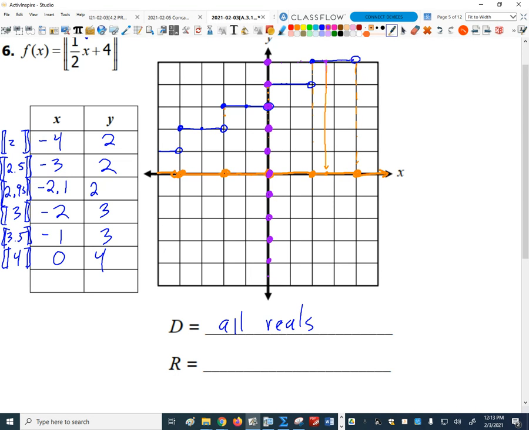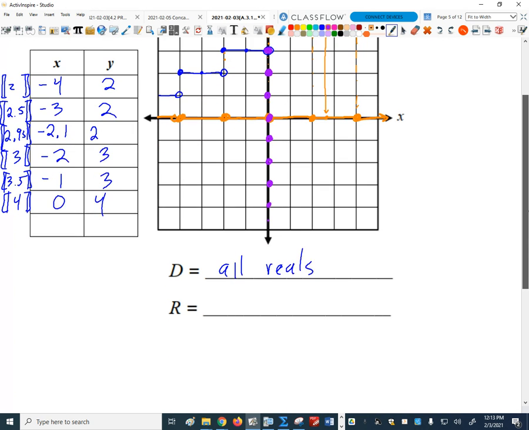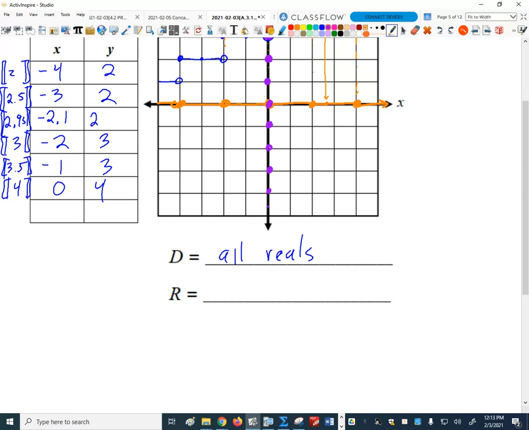So what is my range then? How would I write the range? How could I say that? There's a number of ways I could say that. What's one way I could say all of the y values on this function, or the range, which we've graphed in purple? Type it in chat, somebody. What's one way I maybe could say that? The orange one was all real numbers. Every decimal and square root, every possible number was included in the domain.